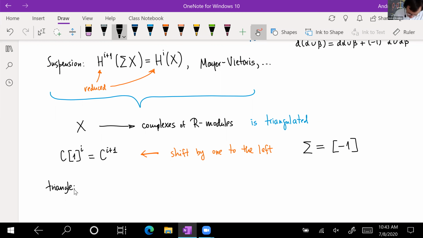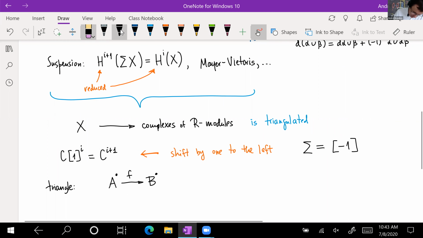A triangle is something that looks like this. If I have a map from some complex A, maybe a slightly unfortunate choice of notation, but let's just go with it, some map F to some complex B, then you define the cone of this map F.